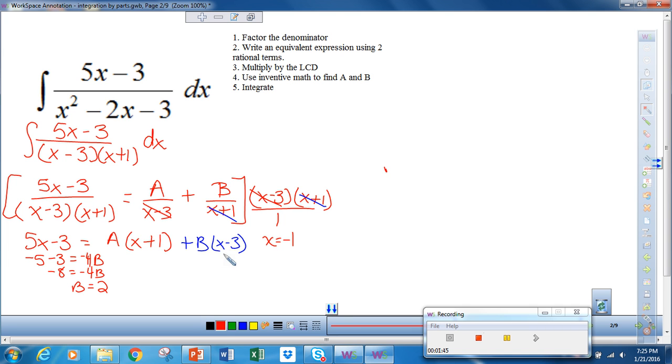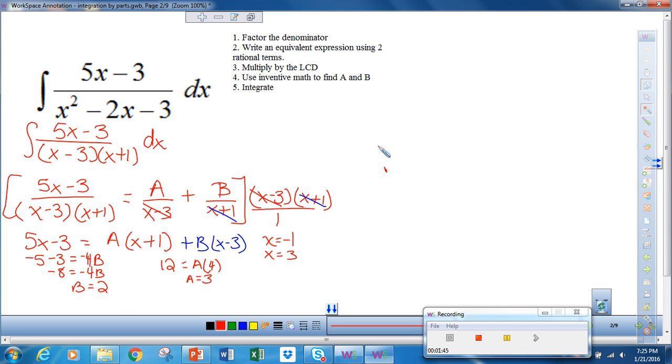So now I'm going to see what value will zero out this one, and what value will zero that out is x equals 3. So I'm going to replace all the x's in this expression with 3. So 5 times 3 is 15, minus 3 is 12, and that's going to equal A times 3 plus 1, which is 4. So I get A is equal to 3.